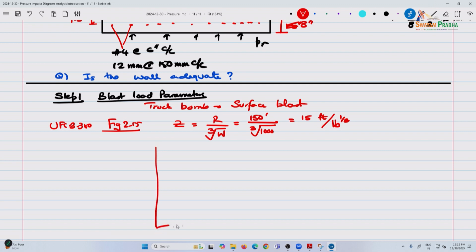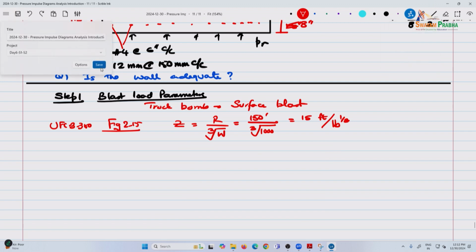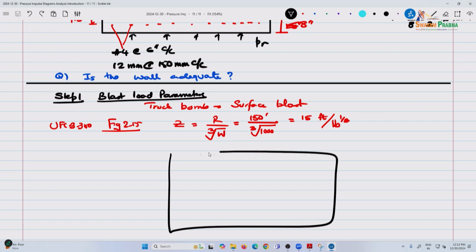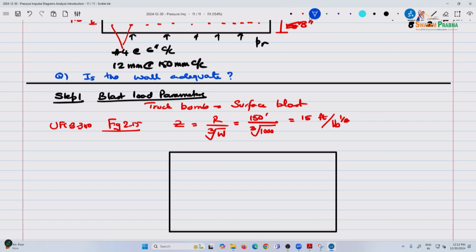So from UFC you can get the following data. The data is PI is 4.7 psi, PR is 10.5, arrival time, we don't need this, is 82.2 milliseconds, TD is 22 milliseconds, and IR is 115.3 psi milliseconds.